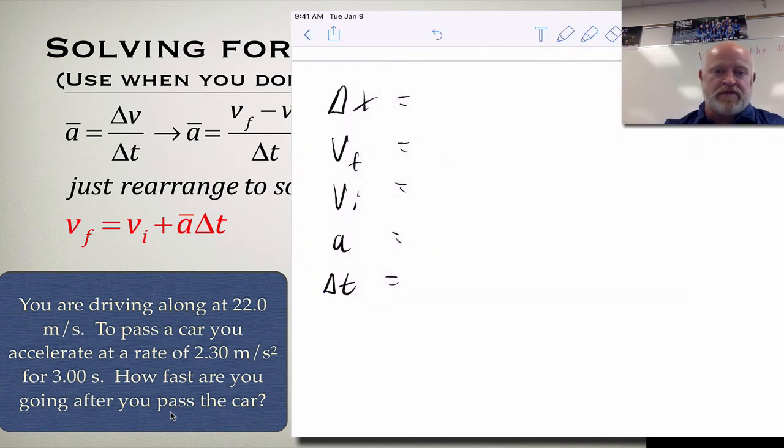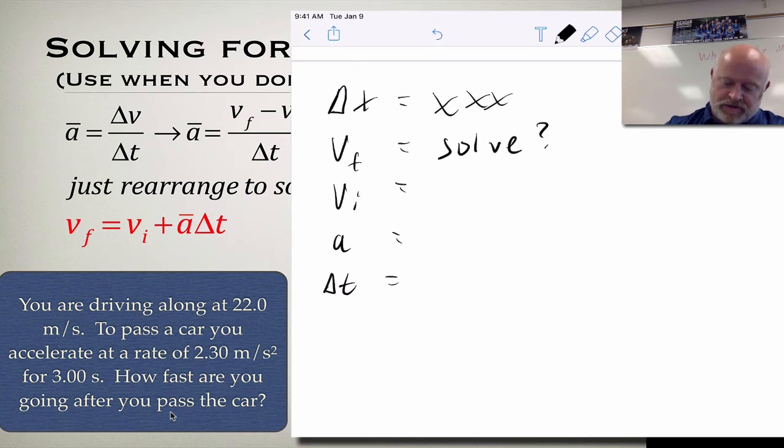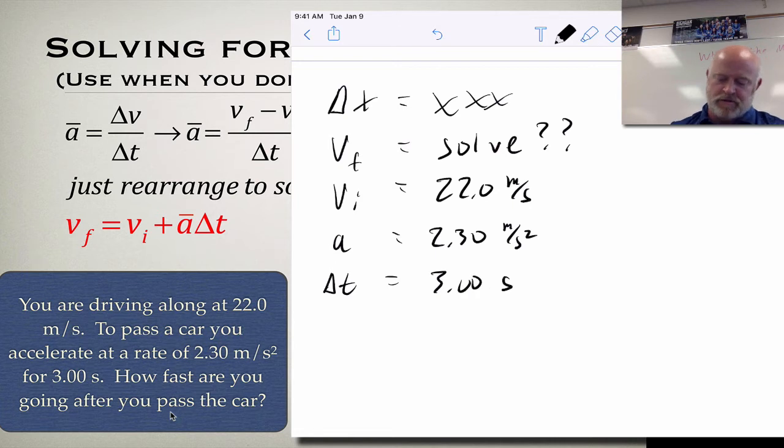And we know that we're driving along. We do not know the displacement, so this is not given to us. We have no idea what the displacement is. Our velocity final is what we're looking for, so we're trying to solve for this. Our velocity initial was 22.0 meters per second. Our acceleration was 2.30 meters per second squared. And we accelerated for 3 seconds. Okay, so that is what we have.